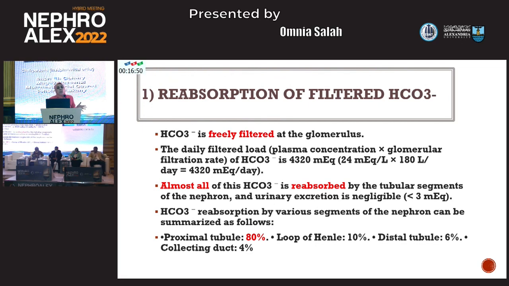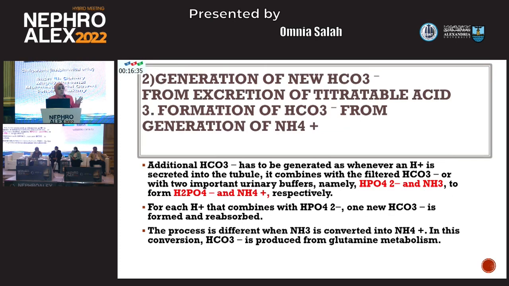All the bicarb is freely filtered in the glomerulus, around 4,000 milliequivalents per day. But almost all of this amount is reabsorbed by the tubular segments, mainly by the proximal tubule, leaving the urinary excretion of bicarb a very negligible amount. But additional bicarb has to be generated, as whenever a hydrogen ion is excreted into the tubule, it combines with the filtered bicarb, or with two important urinary buffers, namely HPO4 and ammonia, to form H2PO4 and ammonium respectively. So for each hydrogen ion that combines with HPO4, a new bicarb is formed and reabsorbed.